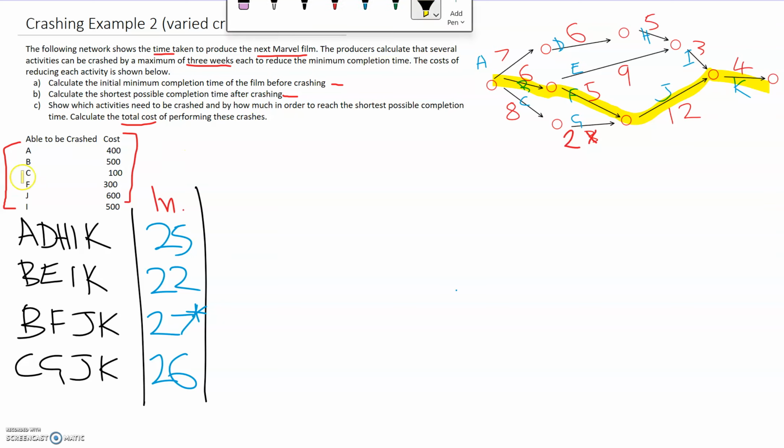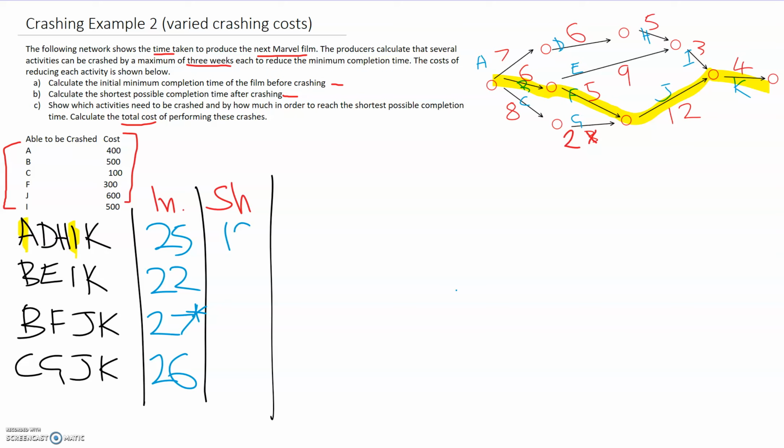So let's look at the first path. We can crash A. We can't crash D or H, but we can crash I. And we can crash by a maximum of 3 weeks each. So that's 3 for the A and 3 for the I. So our shortest completion time for the first path is reduced by 6 weeks, so that can go down to 19. Okay, the next one, we can crash B and I. So again, that reduces by 6 weeks, down to 18.